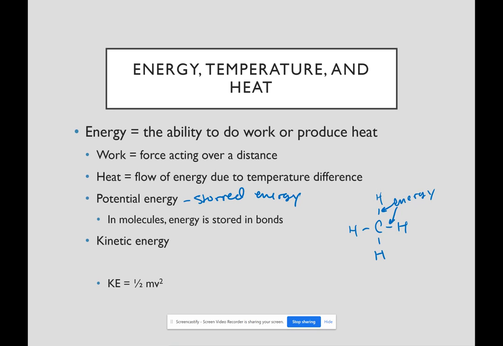In the lab, we see that when we spark the Bunsen burners and the gas ignites, and that energy is being released, in that case, in the form of heat and light. Kinetic energy is energy of motion, movement. The formula for kinetic energy is down there. KE is 1/2 mv squared, m being mass, v being velocity. So you won't have to use anything with that formula in this class. Just be aware that kinetic energy is related to mass and velocity.